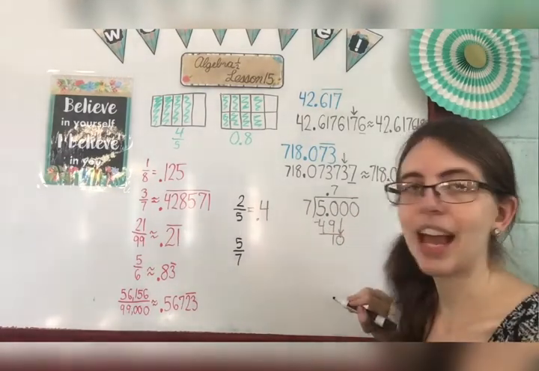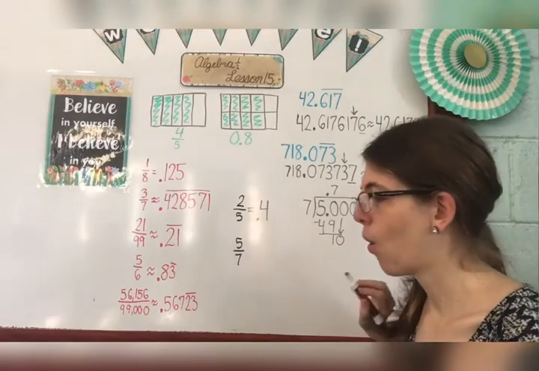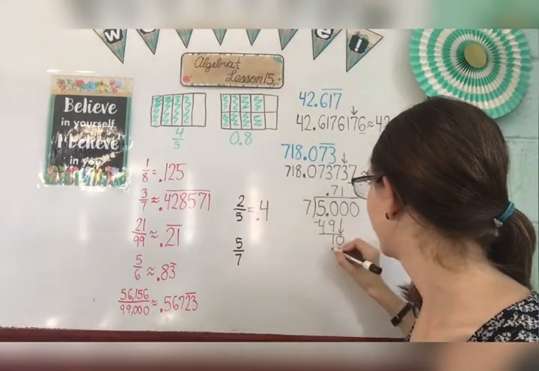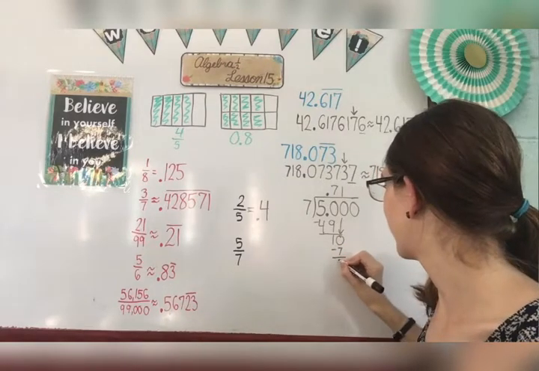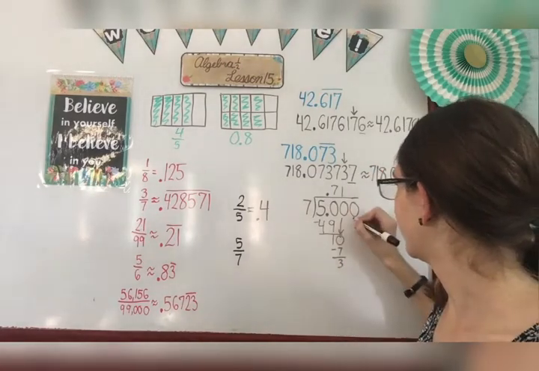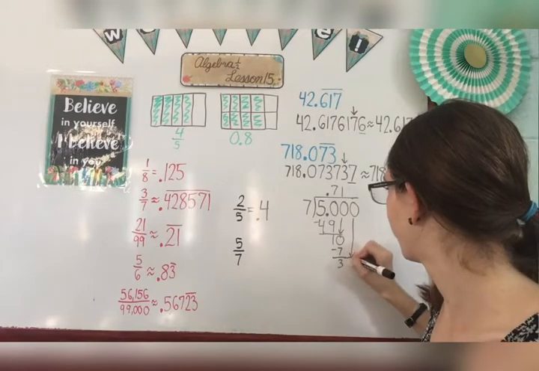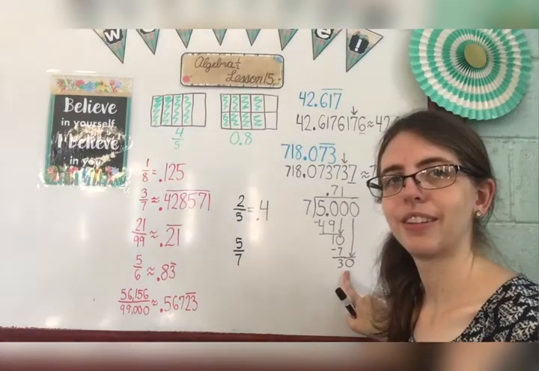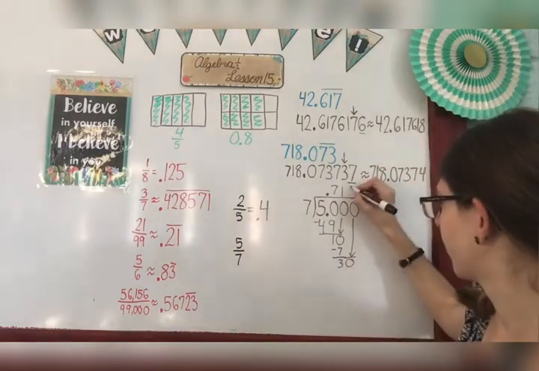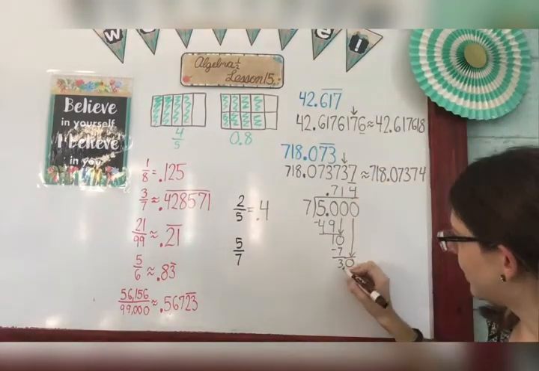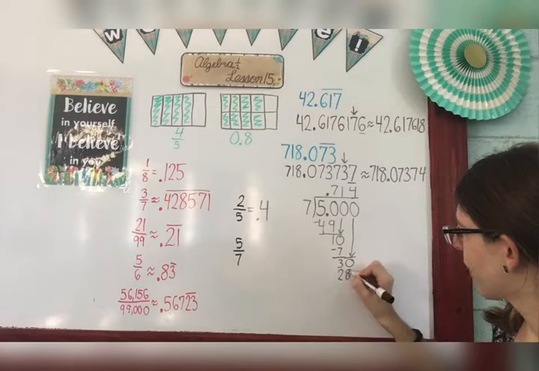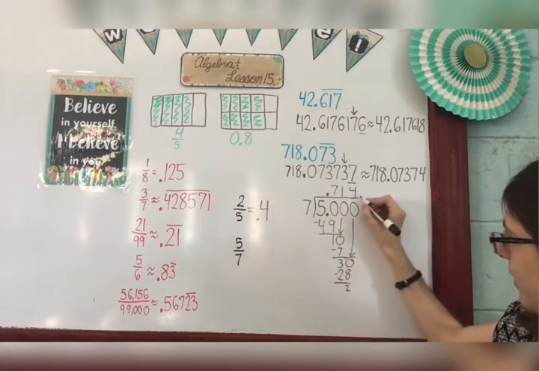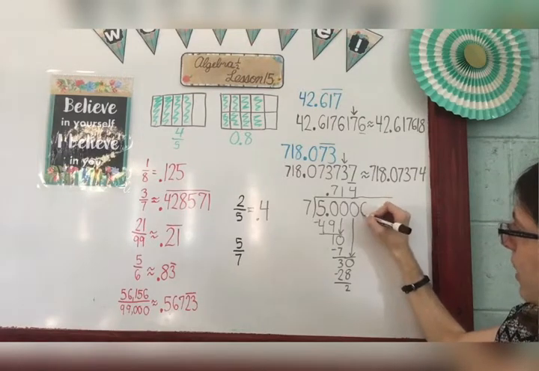7 goes into 10, how many times? 1. 1 times 7 is 7. 10 minus 7 is 3. 3 is less than 7, so I can bring down my 0. 7 goes into 30, how many times? 4. 4 times 7 is 28. 30 minus 28 is 2. 2 is less than 7, so I can bring down my 0.